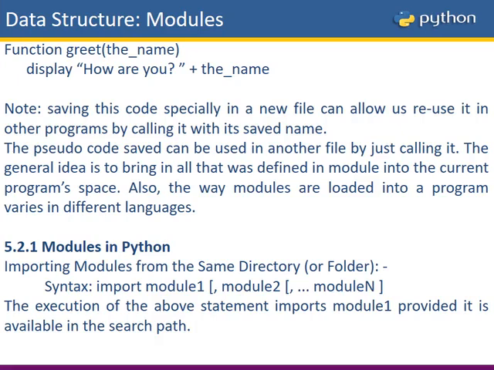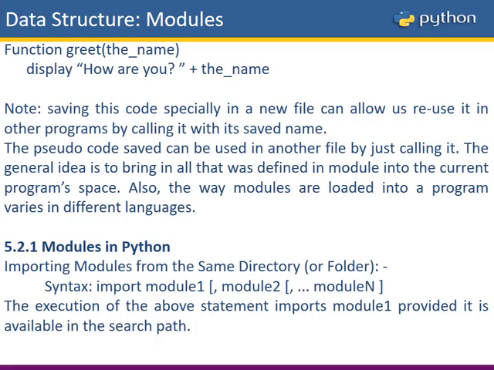So we have the syntax for importing modules from the same directory. We have import module1, with square brackets around module2, another with square brackets, comma, dot notation, module3, and so on to module n, closing with the square bracket. So the execution of the above statement import module1 works provided it is available in the search path.